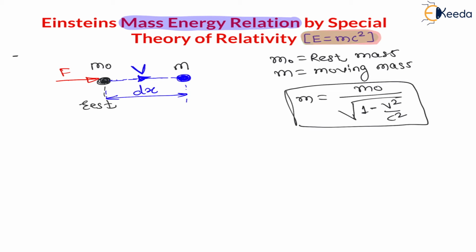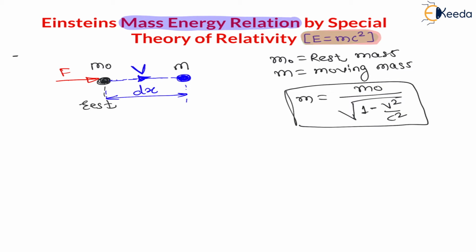Again, understand these terms: m is the moving mass, m naught is the rest mass, v is the velocity at which the mass is moving, and c is the velocity of light. Many times in every lecture we have seen this velocity of light as well as this moving velocity. Remember, c is the velocity of light, v is the velocity of the mass.